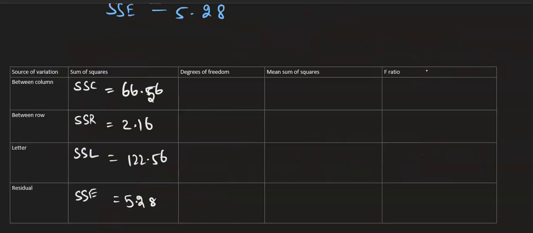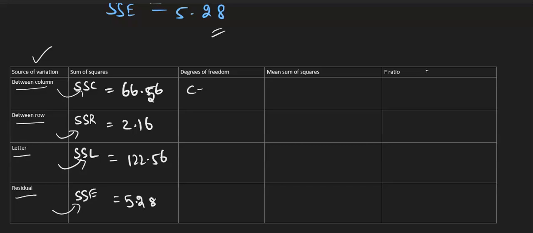Now you have got all the values, your final tabular column is ready. So first is source of variation. We will write between column and between row, between the letters, and then residual. These are the 4 things in the first column. Sum of squares means total sum of squares in column. We got 66.56. For row 2.16. Between the letters we just calculated, and SSE here is 5.28. So the residual SSE.